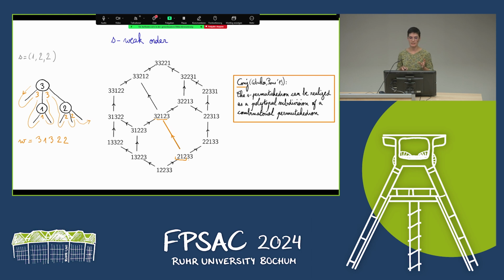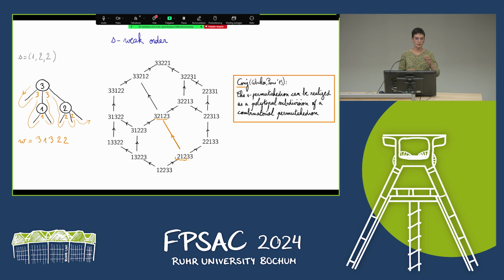When s has no zeros, s-decreasing trees are in bijection with s-permutations, also called Stirling s-permutations. The bijection is as follows. We read the labels of the nodes by going from left to right along the tree. So if we follow this orange arrow, we first read a 3 below the node, then a 1, 3, 2, and 2.